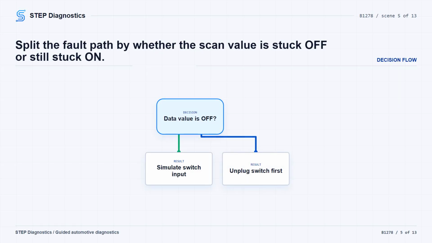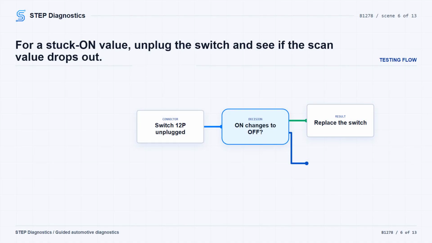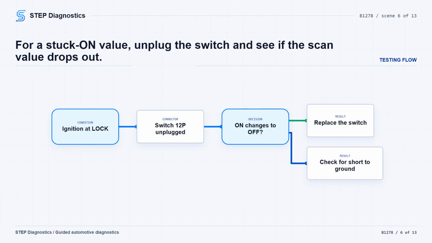If it is OFF when it should not be responding, move to the jumper check at the switch connector. If it is still showing on, move toward isolating the switch from the circuit. For the stuck-on path, turn the ignition switch to lock 0, then disconnect the combination light switch 12P connector. Go back to the data list and see whether that value changes from on to OFF. If it does, the combination light switch is the failed area, and the supported repair is to replace the combination light switch. If the value stays on even with the switch unplugged, do not guess at the switch.